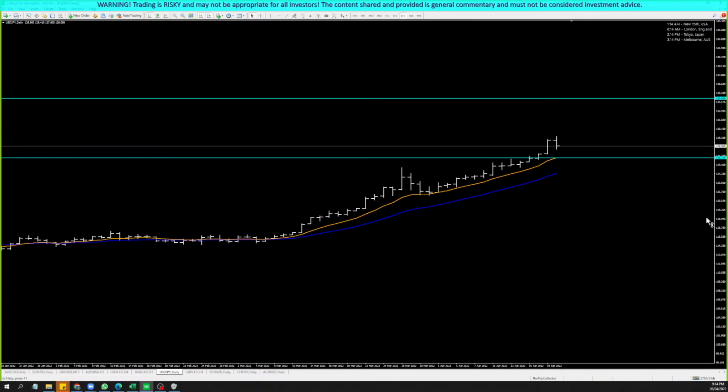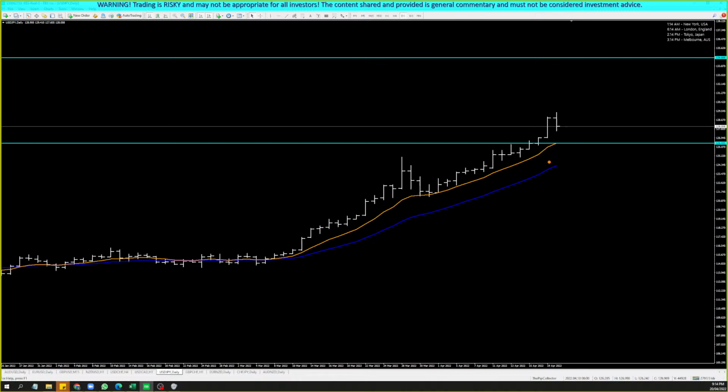But as usual, every time I look at a trend, I always look for the pullback, right? The pullback. This one right here is still the best thing for me before I would like to go for a buy, is another pullback.